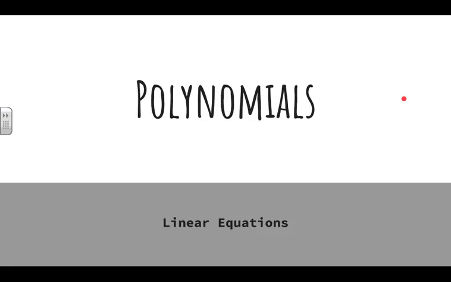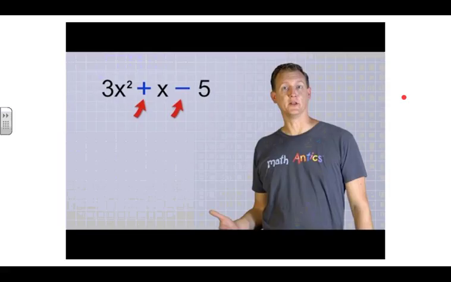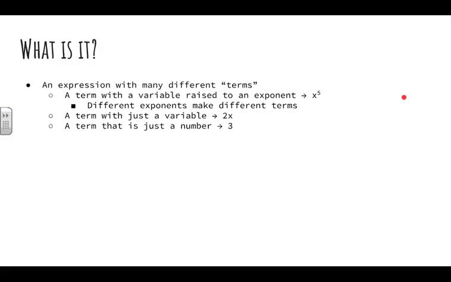Hey everybody, so we're going to start talking about polynomials. First we're going to begin with what are they? A polynomial is an expression that has many different terms, including terms with variables that are raised by an exponent. All right, and different exponents make different terms. A term with just a variable and a term that is just a number.